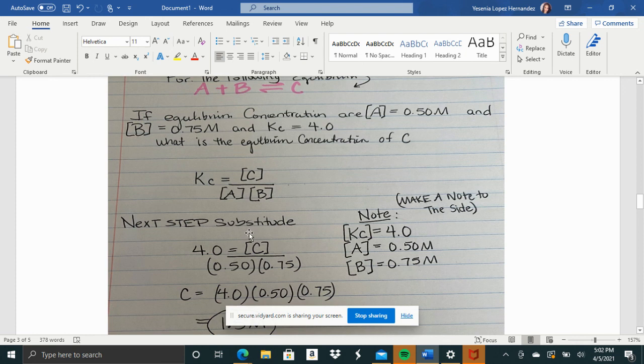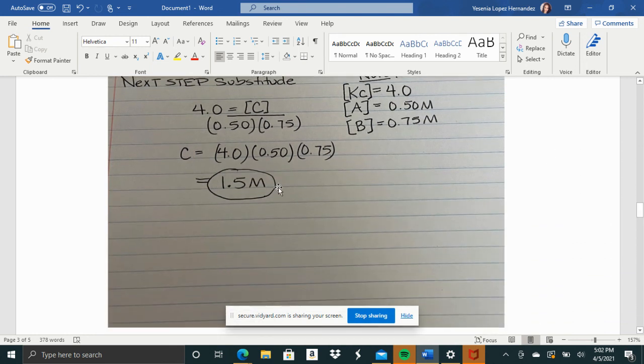And then we would substitute this inside the equation. So 4.0, which is Kc right here, equals C over A times B. We want to calculate C, so we don't know C. We don't have it here in the notes. So we would put 0.5, which is A, and then the B, which is 0.75. We would calculate this. We would multiply everything, and our solution would be 1.5 moles. And this is the correct answer.